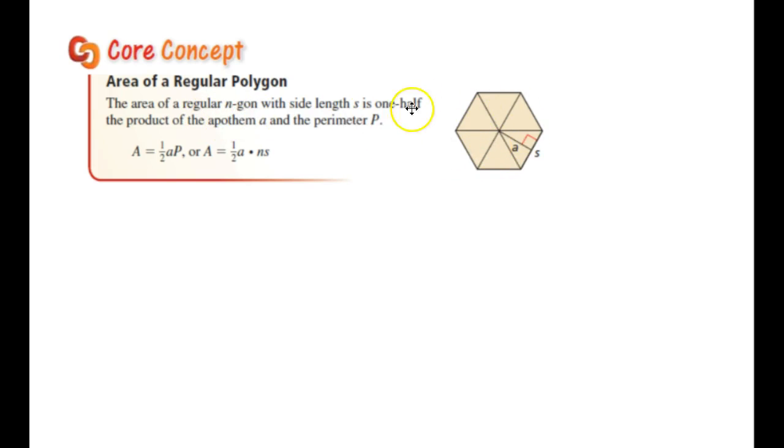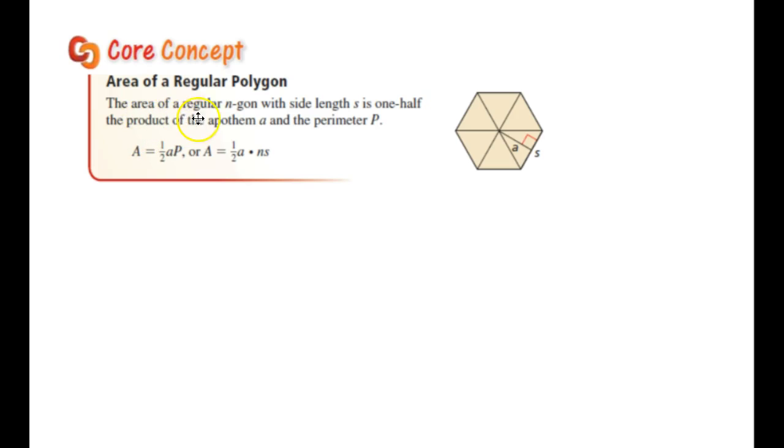So my n-gon, n just tells me however many sides I have. If it's a 6-gon, we know that as a hexagon. If there's 5 sides, that's a pentagon. And I know that each side length is s. So we're going to call each side length s, and here you see again my apothem. So here's how I can find that.